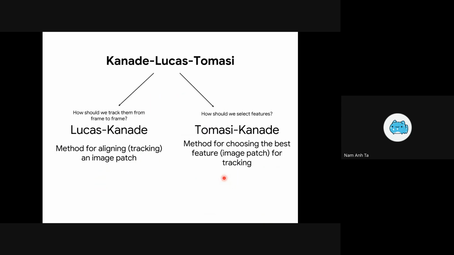Next up is the KLT, or the Kanade-Lucas-Tomasi method. This is a complete tracking system composed of two parts. The first part is the Lucas-Kanade for the tracking, and the Tomasi is for the feature selection. So first we use the Tomasi method to identify the points that are well suited for tracking. And then we use the Lucas-Kanade to find the corresponding position of each point in the next frame. So in short, there are two processes: the first is the selection using Tomasi, and the second is the tracking using Lucas-Kanade.